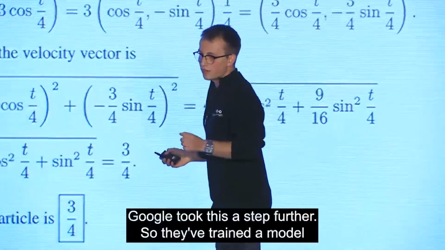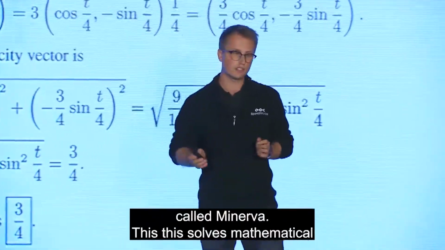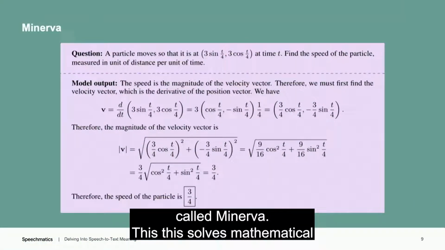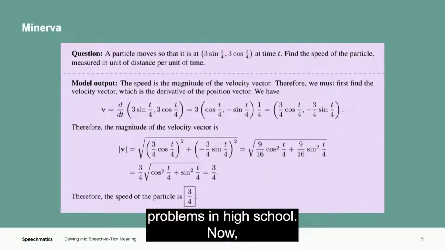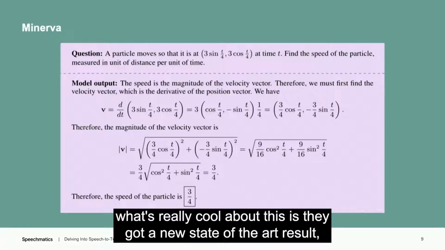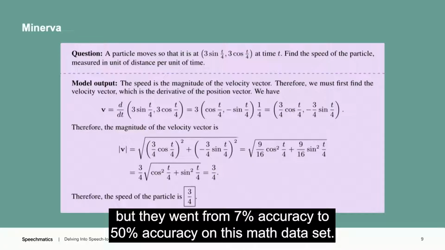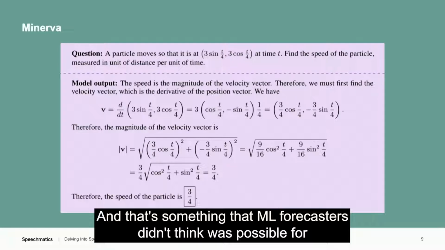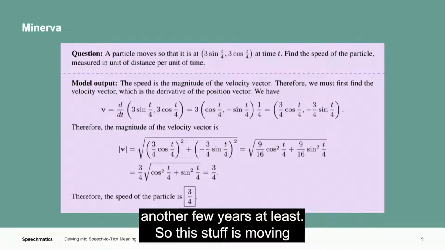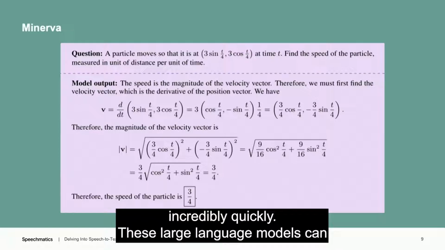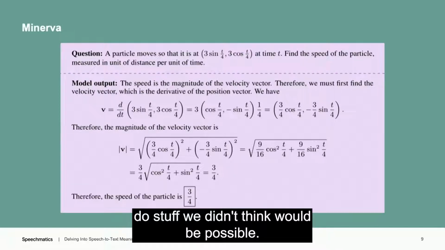Google took this a step further. They've trained a model called Minerva. This solves mathematical problems at high school level. What's really cool about this is they got a new state-of-the-art result, going from 7% accuracy to 50% accuracy on this math data set. And that's something that ML forecasters didn't think was possible for another few years at least. So this stuff is moving incredibly quickly. These large language models can do stuff we didn't think would be possible.